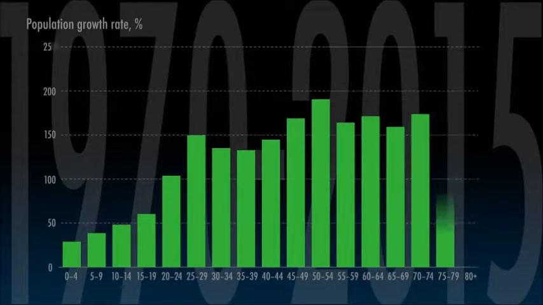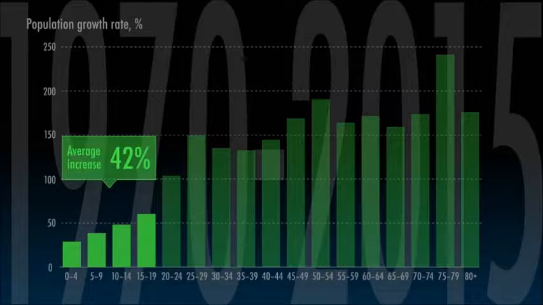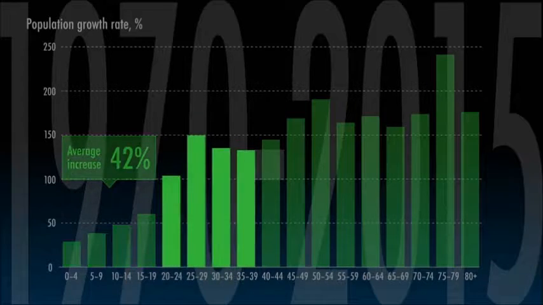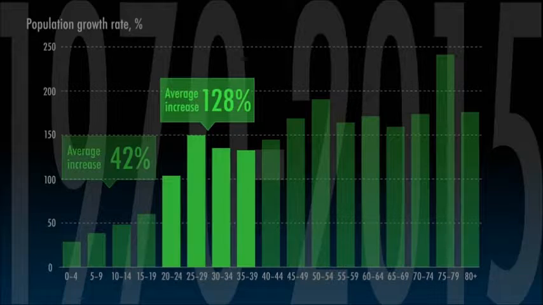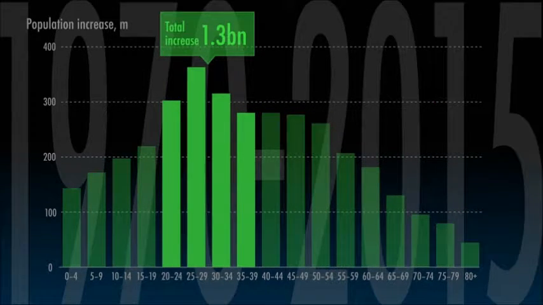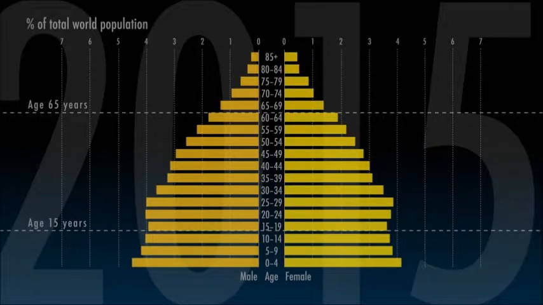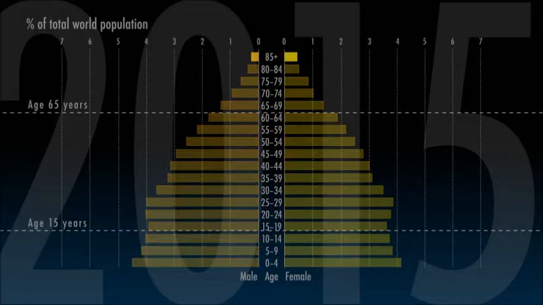But between 1970 and 2015, the population aged 0 to 19 grew by only 42%, whereas the population aged 20 to 39 rose by 128%. This group added almost twice as many people to the overall numbers than the group aged below 20. There are also now over 50 million people above 85, so the dome of 2015 has a spike.